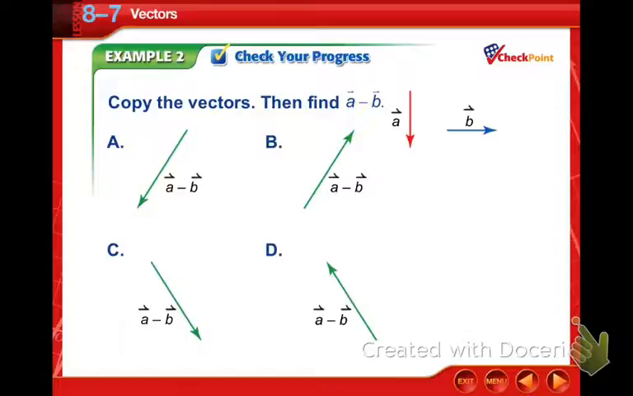Okay, so here's an example of subtraction again. So if we look here, A is going down and B is going to the right, right? But we're going to subtract B, so that means B needs to go to the left instead. So we're going to go down and to the left, and the only one doing that is A.